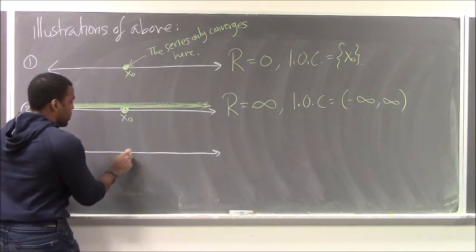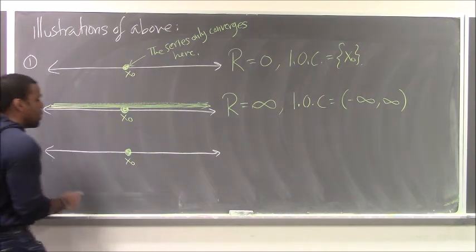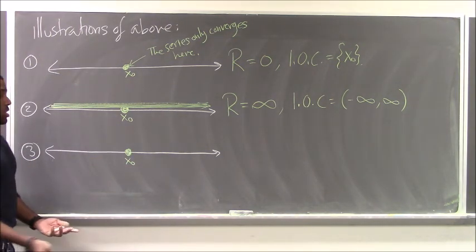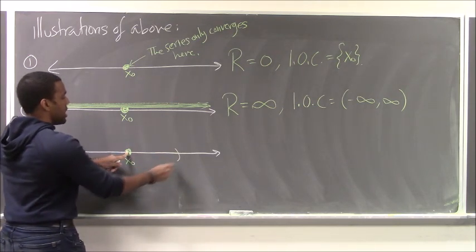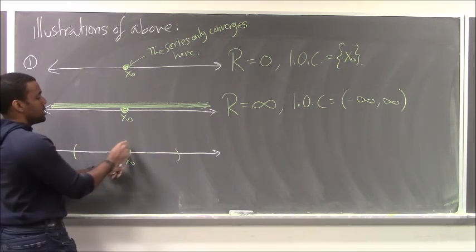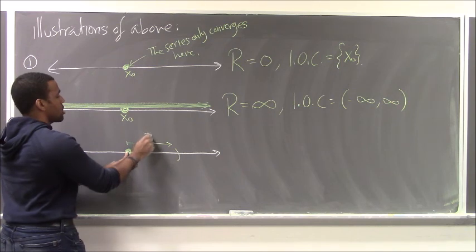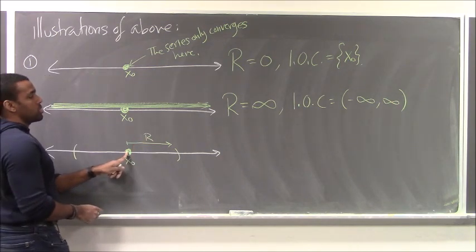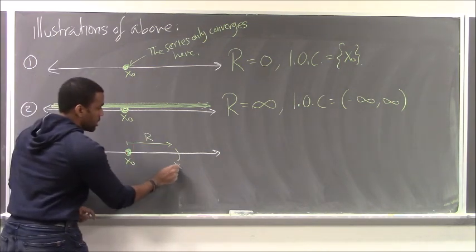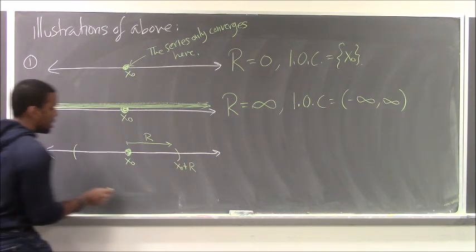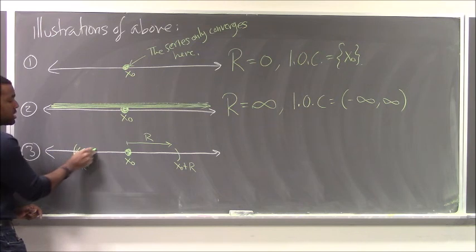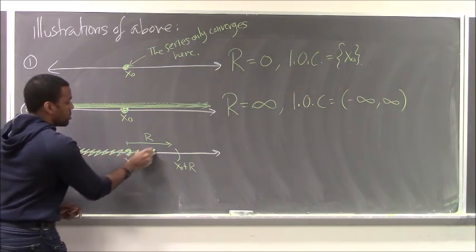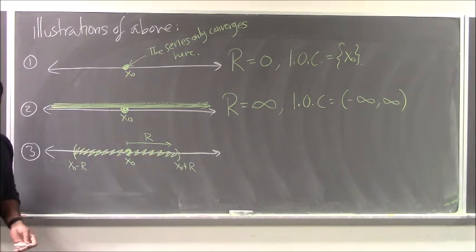You can have the point x naught. Now, I'm not allowed to plug in any real value I want, but there's a distance I can move to the right and to the left of x naught. This distance, namely, is r, called the radius of convergence. And it can go up to x naught plus r, it can go down to x naught minus r. And as long as I'm within this window, the series will converge.